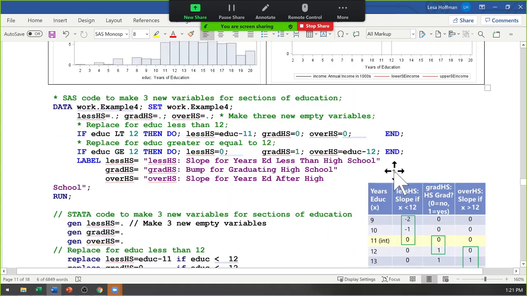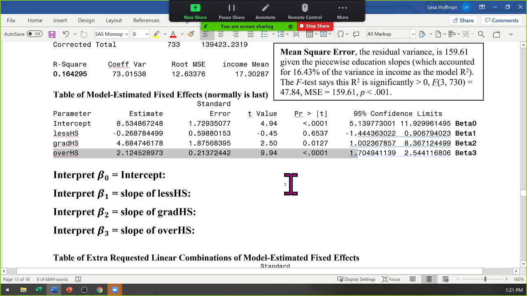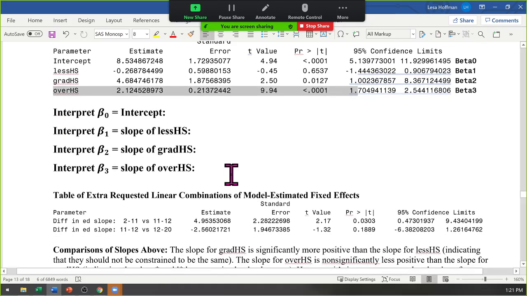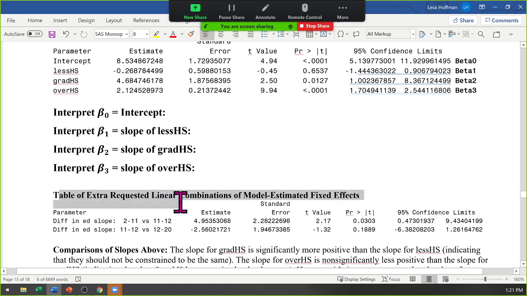Okay. All right, how are we doing? So then the extra pieces. I have here a table of extra linear combinations. These are the results of my estimates, or my lincoms. What are they telling you?